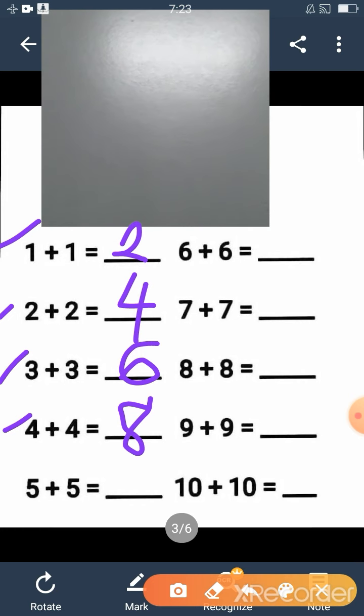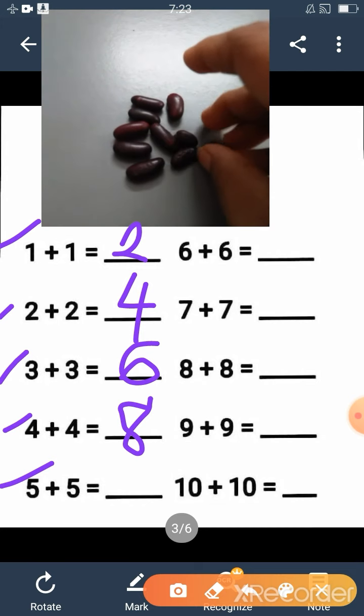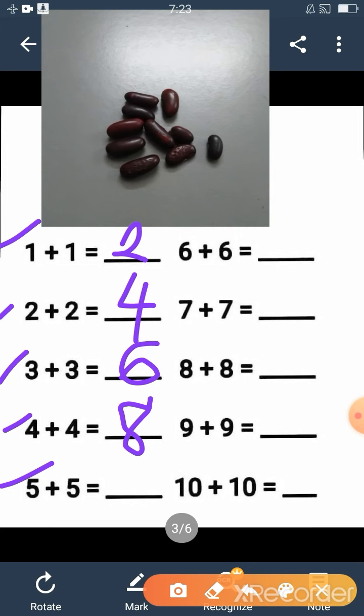Now we will do 5 plus 5. For that I am taking rajma seeds here and then I am putting more. Children, yes, I will put 5 more rajma seeds. So count in total how many rajma seeds are there? Yes, there are 10 rajma seeds. So 5 plus 5 is equal to 10.